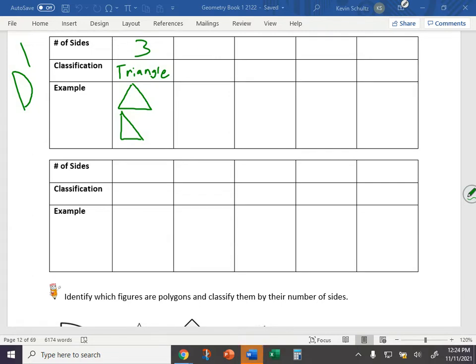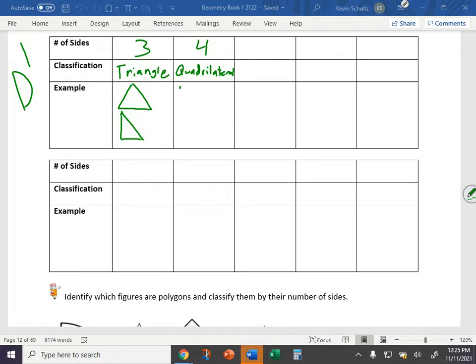4 sides. What is a 4-sided figure called? Hands up, please. Joe? A rectangle is an example of this, but they're not all rectangles. Will? Quadrilateral. It is a fancy word. Well, now you know. Okay.